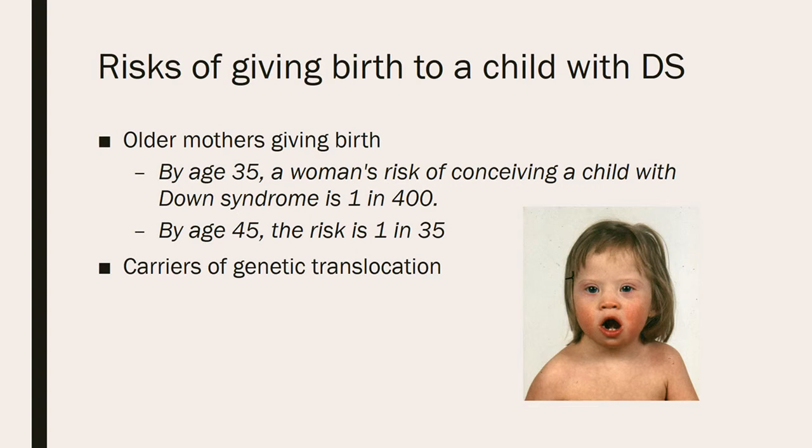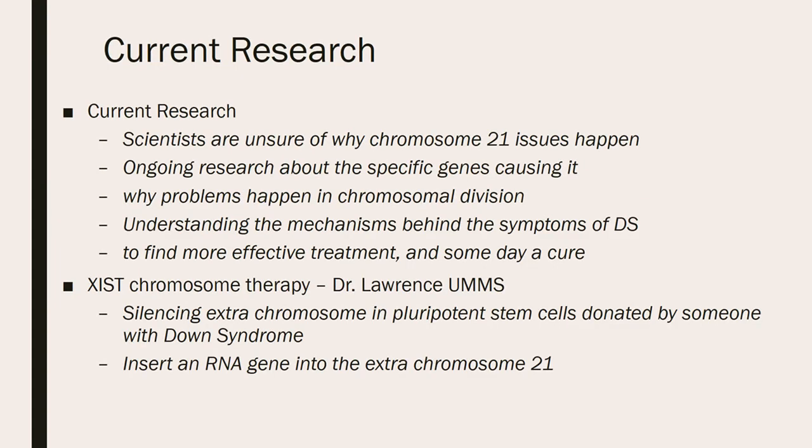People who are at greater risk of giving birth to someone with Down syndrome include older mothers, since the older the mother gets, the greater the risk, and the carriers of the genetic translocation-induced Down syndrome that I just mentioned.